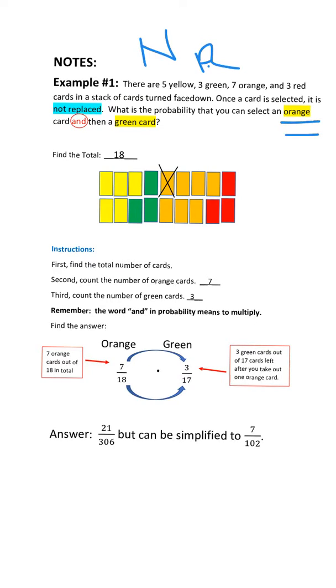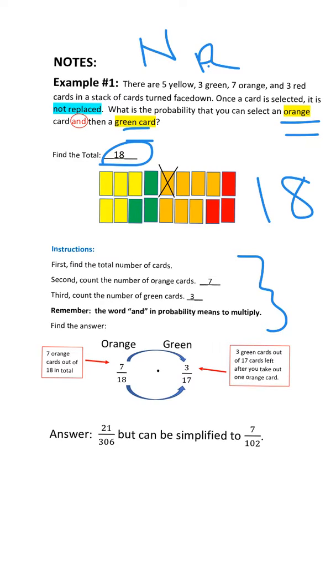So orange goes first and then green. That's going to be important also when we set up our proportion. Remember, these problems we want to set up as proportions. So first things first is find the total. And you'll notice right here in our notes, it is given to us. There's 18 cards. So this gives us some information that we want to fill in. Find the total number of cards. We did that. It's 18. Second, count the number of orange cards, and there's 7.